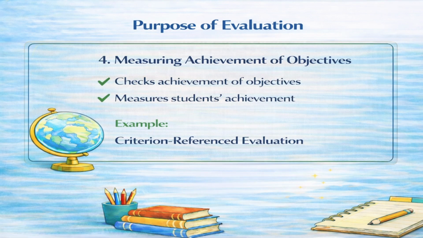The next one is measure achievement of objectives. This means evaluation determines whether learning objectives of the curriculum have been achieved. For example, a teacher uses Criterion-Referenced evaluation to check whether students can solve algebra problems according to the lesson objectives. These are the purposes of evaluation.